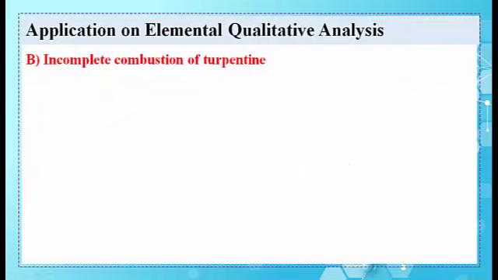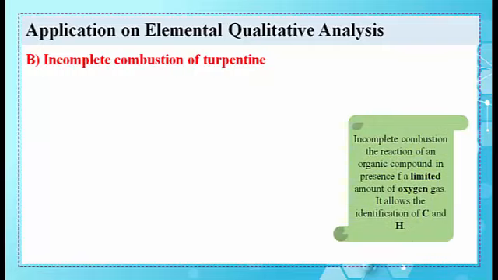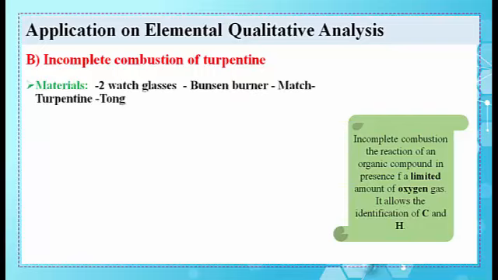Now we're going to talk about incomplete combustion, and we will take an example, turpentine, which is a kind of oil. Don't forget that incomplete combustion is the reaction of an organic compound in the presence of a limited amount of oxygen gas, and it allows the identification of carbon and hydrogen.